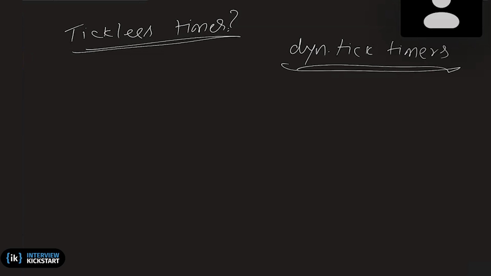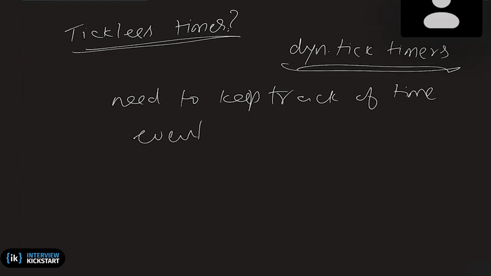Basically, in any embedded system or real-time system, there is always a need to keep track of time, because events may happen asynchronously, or we may trigger events periodically or synchronously.